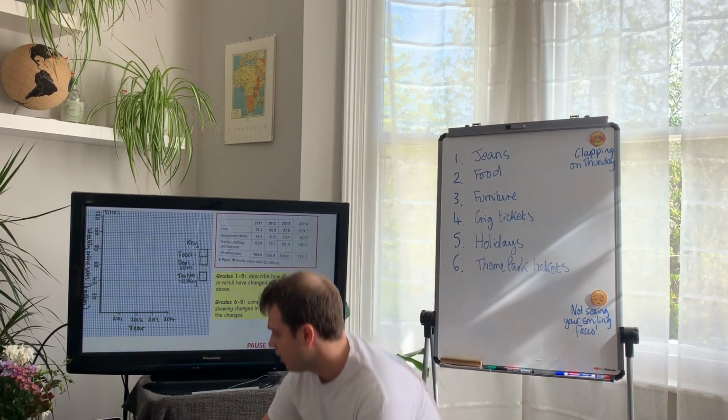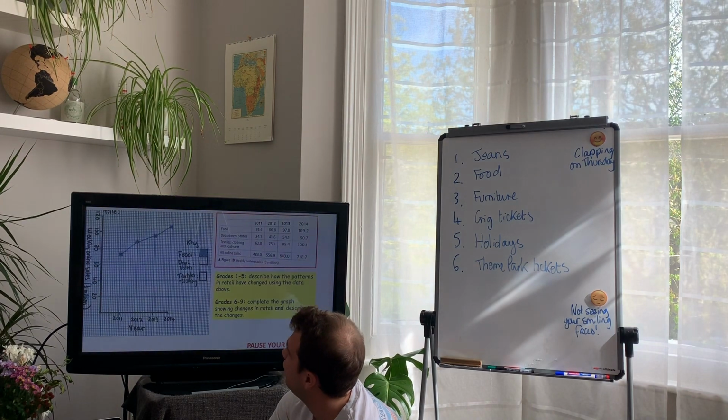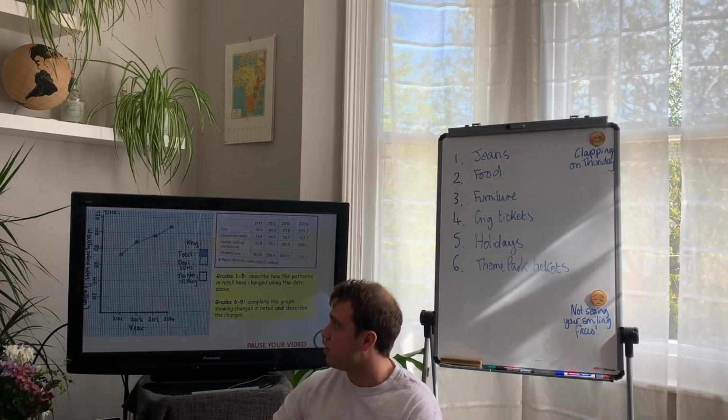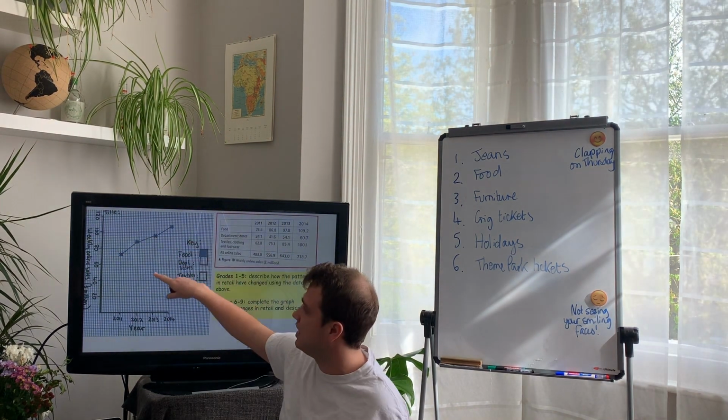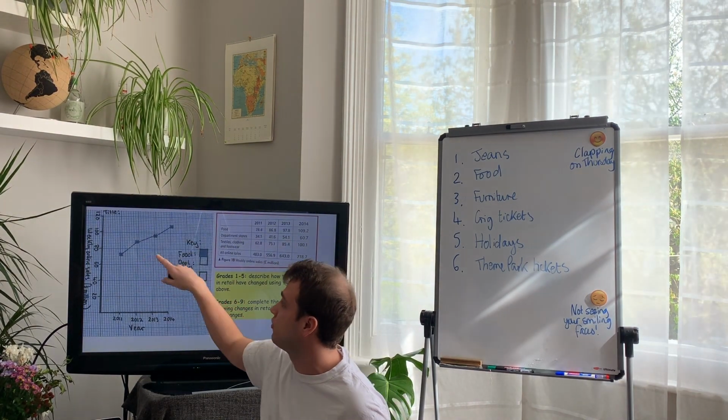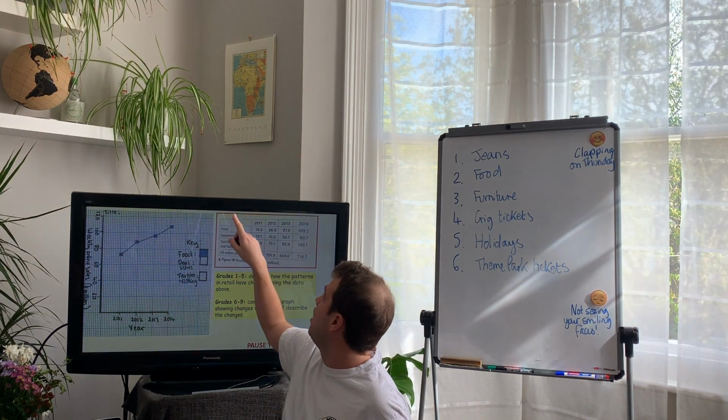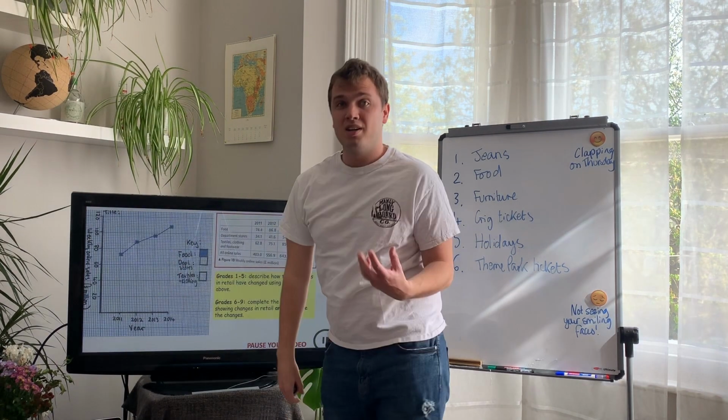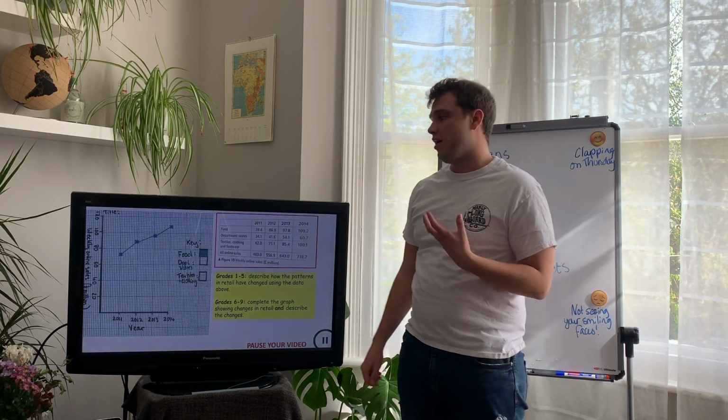So I have done the first one for you. So I have done food. So food is this blue line here. So from 2011 to 2014, we can see that it has increased. It's increased from 74.4 million to 109.2 million. So there has been an increase in the amount of food people are buying online.